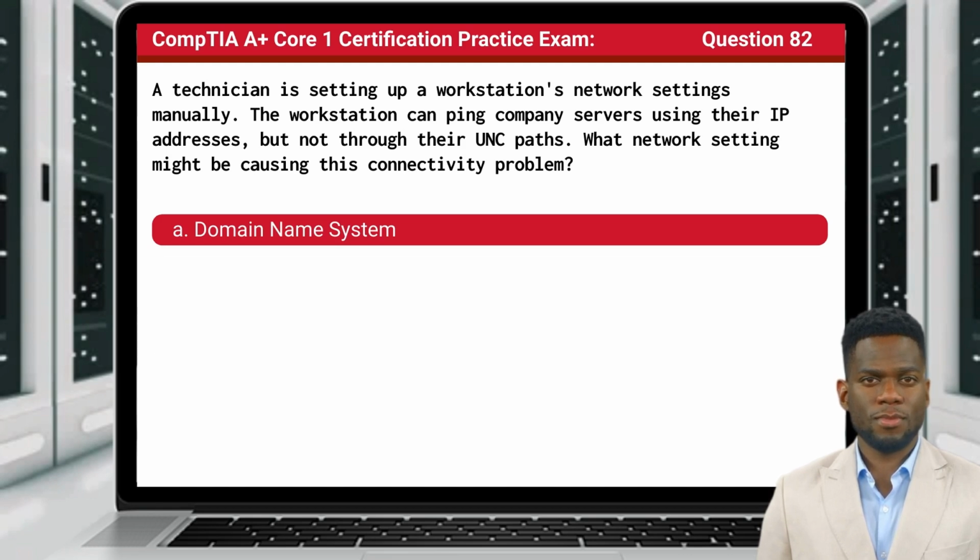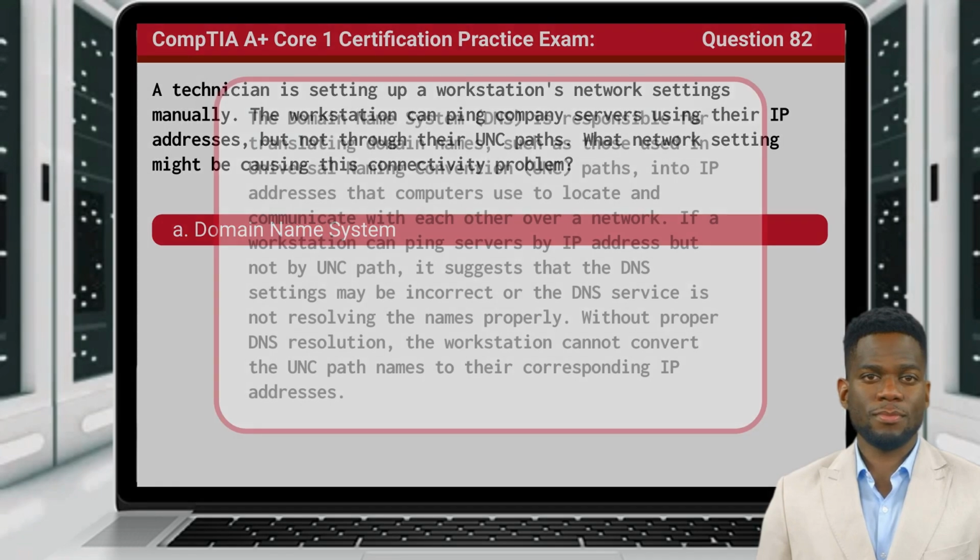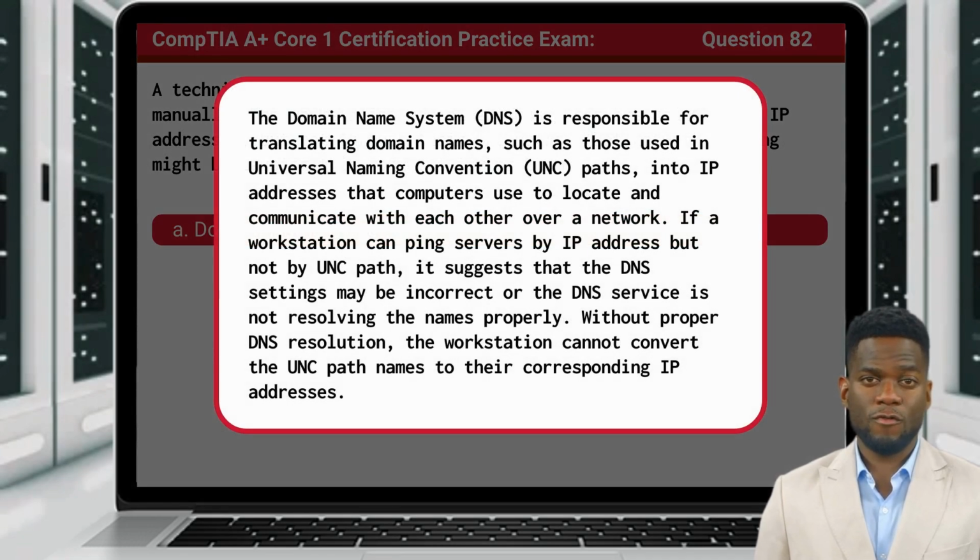The answer is A. Domain name system. The domain name system is responsible for translating domain names, such as those used in UNC paths, into IP addresses that computers use to locate and communicate with each other over a network. If a workstation can ping servers by IP address, but not by UNC path, it suggests that the DNS settings may be incorrect or the DNS service is not resolving the names properly. Without proper DNS resolution, the workstation cannot convert the UNC path names to their corresponding IP addresses.